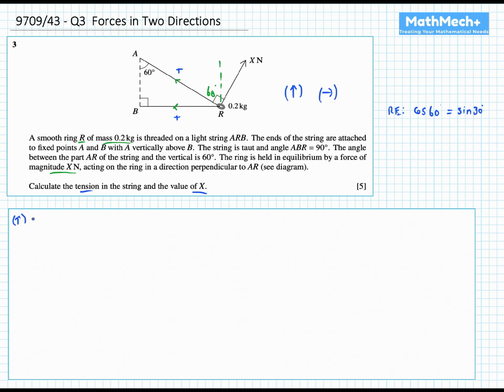Okay, let's do our vertical component. So T cosine 60 plus X cosine 30. Stop and check if you need to. Is equal to 0.2 g, or minus 0.2 g, which of course is 2. If you said minus 0.2 g, it equals 0.